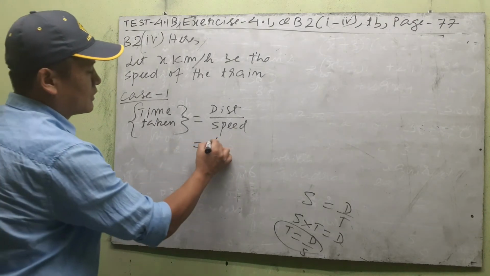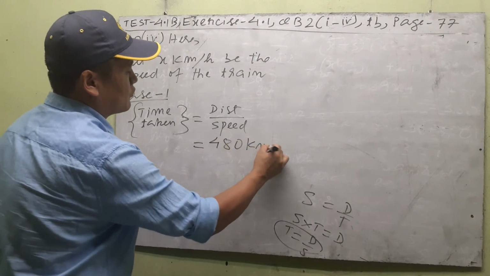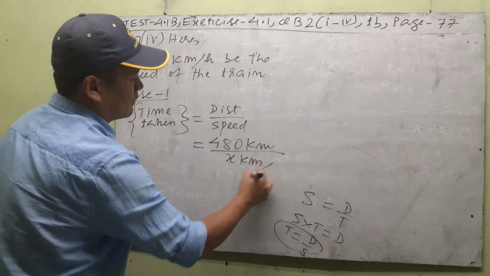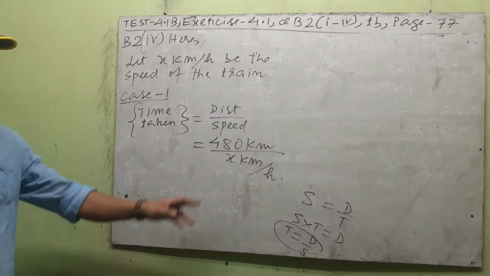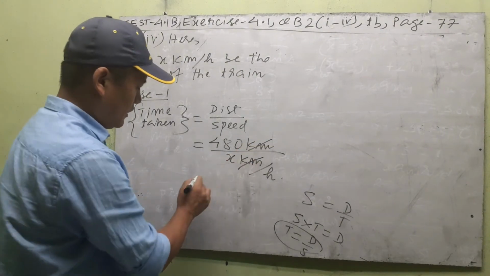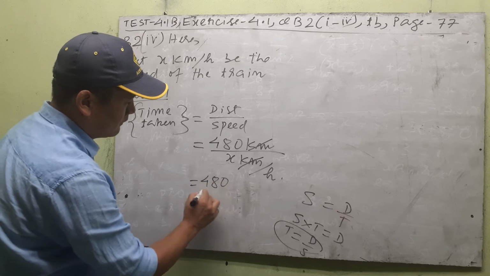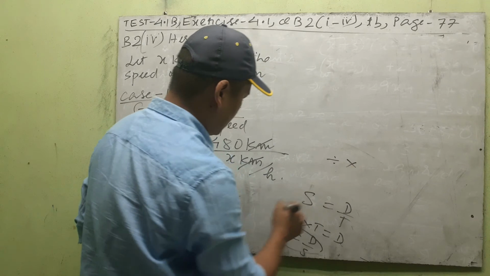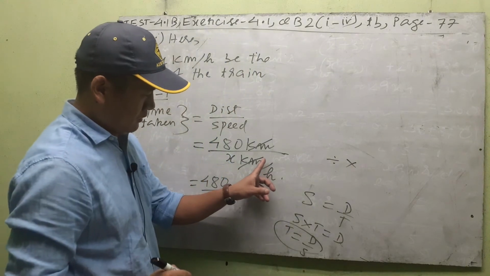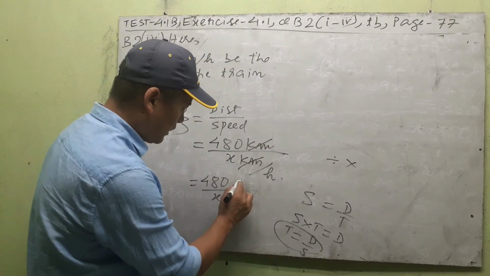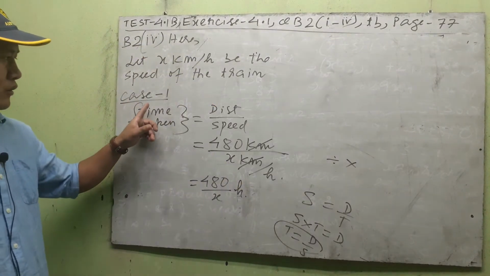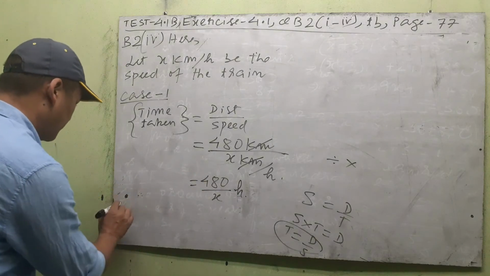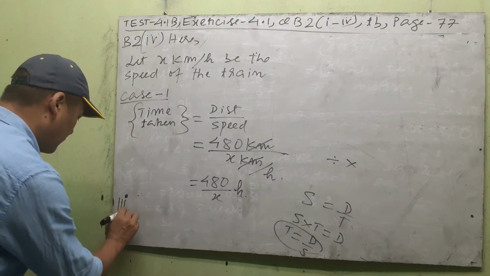The question clearly says the train is traveling 480 km at normal speed x kilometers per hour. So kilometer and kilometer cancel, then 480 divided by x, and the hour goes up. So time taken in the normal case 1 is 480 by x hours. Similarly, case 2.